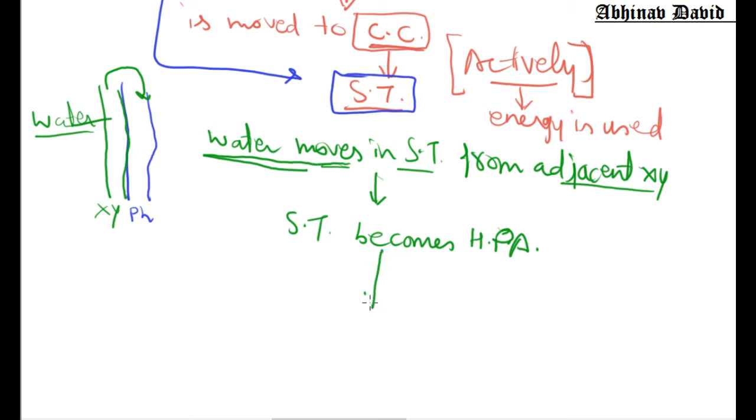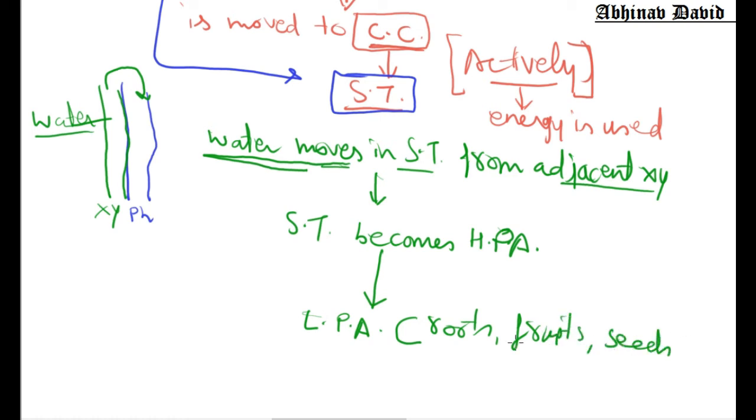Then the food moves to low pressure areas. What are low pressure areas? Like roots, fruits, seeds, growing parts. These are all low pressure areas.